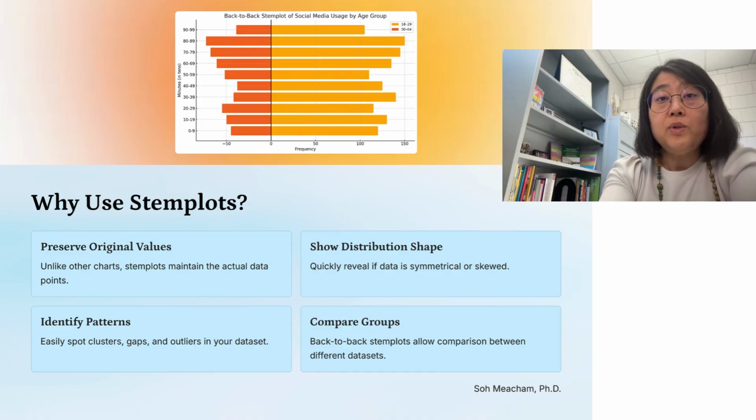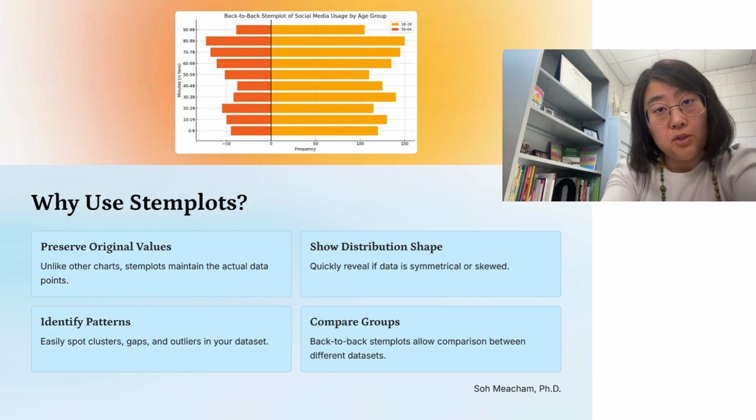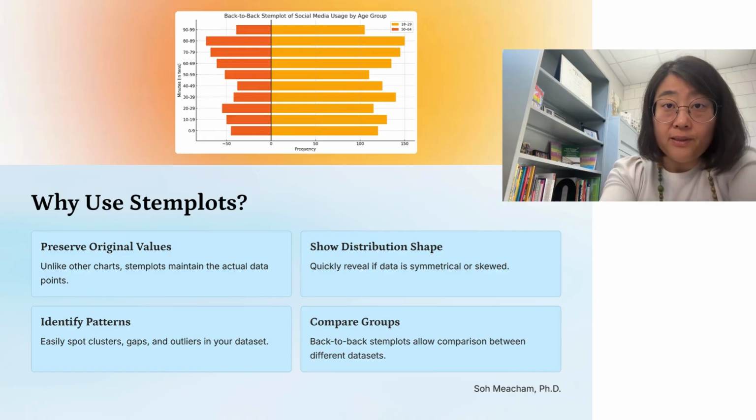So, why do we use stem plots? They allow us to preserve the original data values, show the shape of the distribution, help identify clusters, gaps, and outliers, and are ideal for small to moderate-sized data sets.